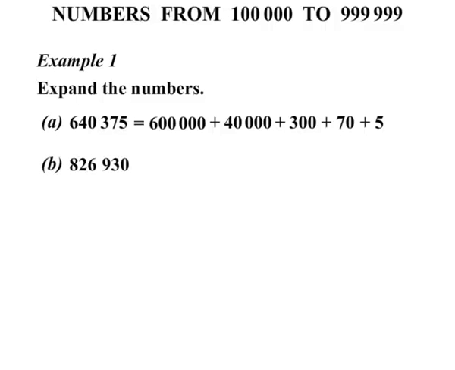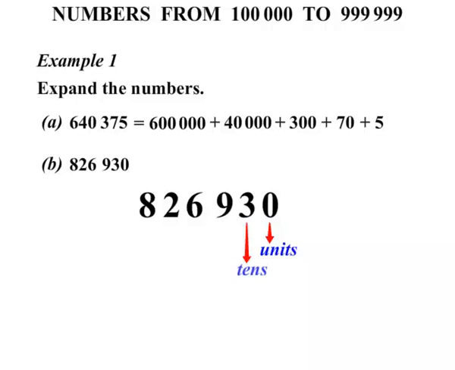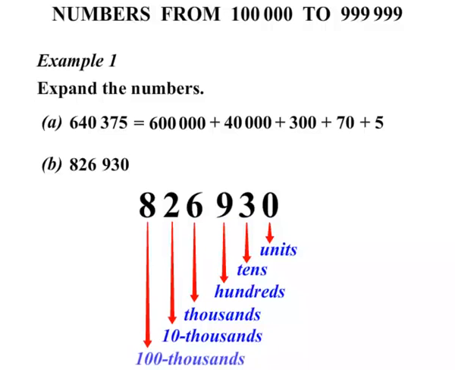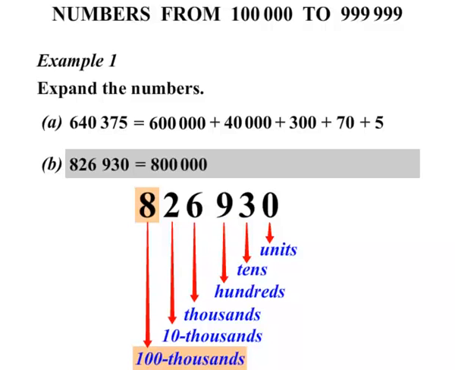The next one, 826,930. Again, let's write it there and go through. Units, tens, hundreds, thousands, 10,000s, 100,000s. The 8 is worth 8 lots of 100,000. So that's 800,000 to start with. 2 is worth 2 lots of 10,000s.